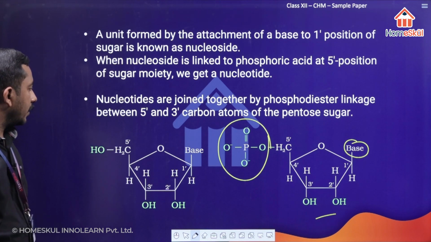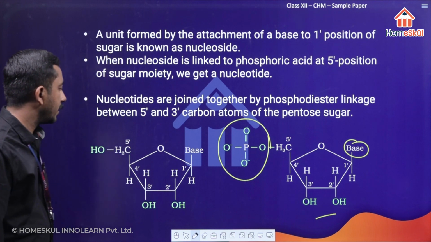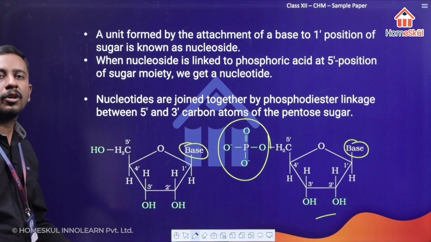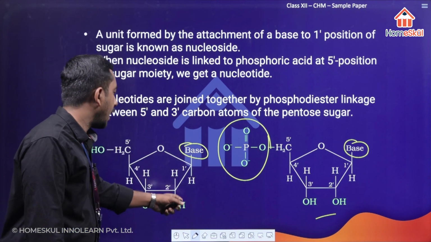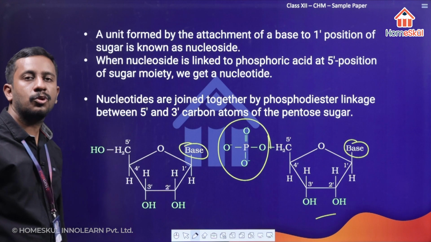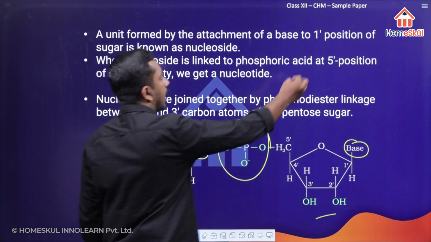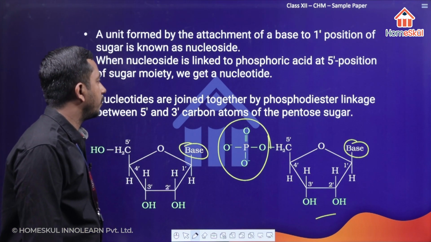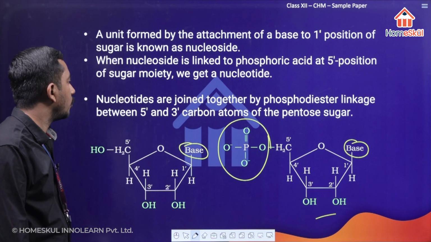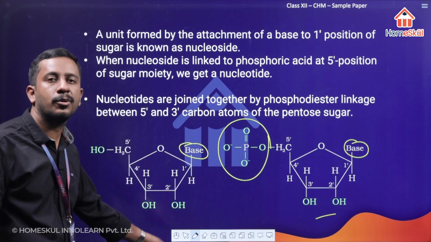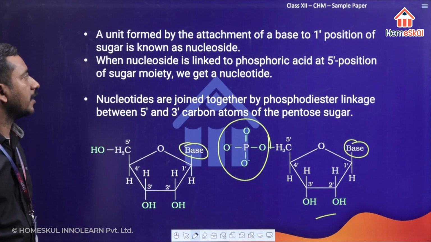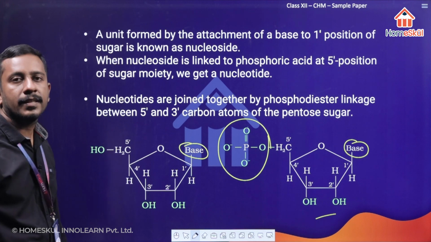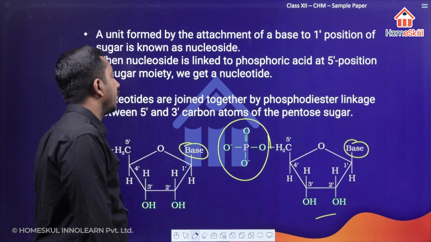Right. You can see the carbons in the sugar are numbered 1', 2' because there are also carbons present in the base which have to be numbered. So to differentiate between the carbons in the base and in the sugar, the carbons in the sugar are numbered with a dash on top. These nucleotides are joined together by phosphodiester linkage between the 5th and 3rd carbon atoms of the pentose sugar. So that is the difference between a nucleoside and a nucleotide, which answers our second question.